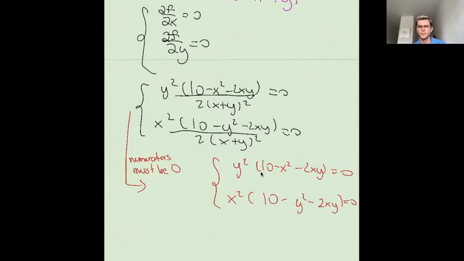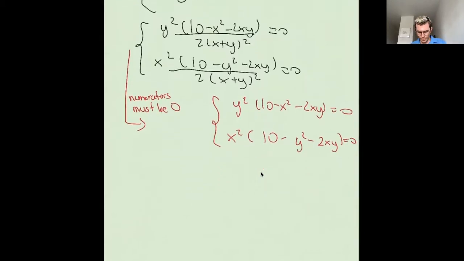Is that making sense? And then you say, okay, let's look at equation 1, for example. So let's start with equation 1. Equation 1 says that y squared times 10 minus x squared minus 2xy should be 0, right? And here is again, when can the product of two numbers be 0, right? The product of two numbers is 0 when at least one of the numbers is 0, right?